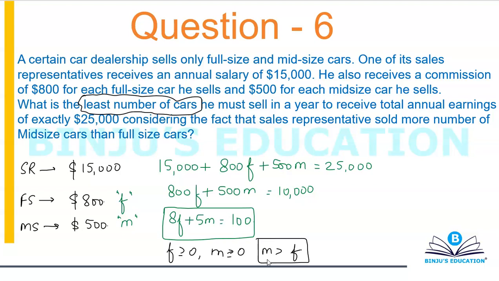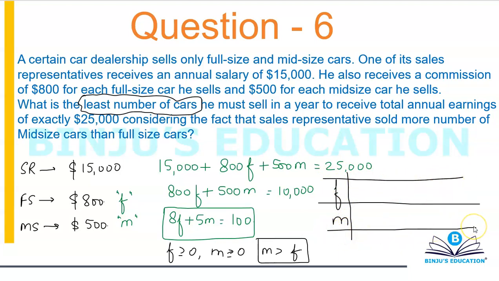What we need to do is figure out the values of F and M. So I have F and I have M. Whenever you get questions like these, where there is only one linear equation and you need to figure out the values of two variables, there are two steps you need to take care of. The first step is to figure out the first value which will satisfy this linear equation.